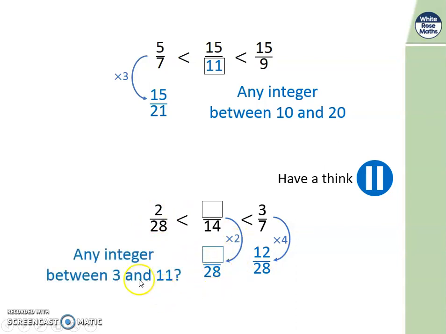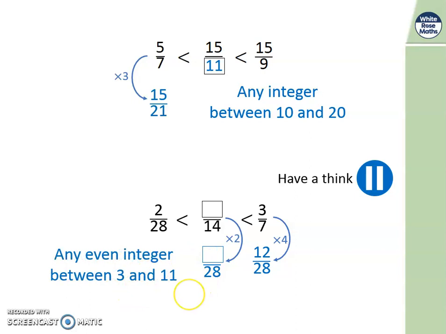So it's got to be between 2 and 12 on the 28ths. So it's any integer between 3 and 11. But can it be? It must be a number that will divide by 2 to go back to the top. So it must be an even integer, not a 7, not a 9, not a 5. It must be even because it has to divide by 2 equally. For example, 6. It could be 4, it could be 6. We divide it by the 2, and that is 3.